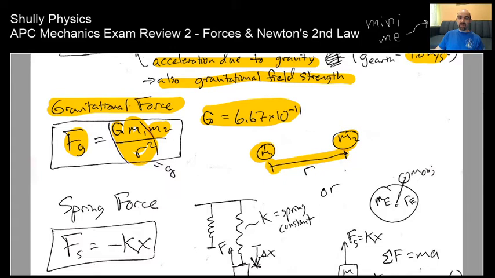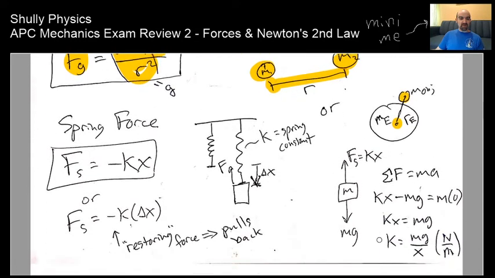Now it's important to note that the r is measured from the centers of mass of the two masses. So therefore, if you're standing on the planet, the center of mass is here, and here's the object on the planet. You would measure the r between the center of mass of the Earth and the center of mass of the object. Generally, that's the radius of the planet. That's where we live.